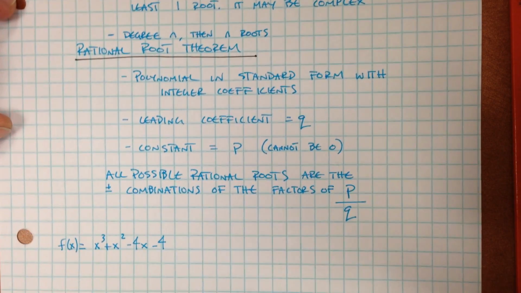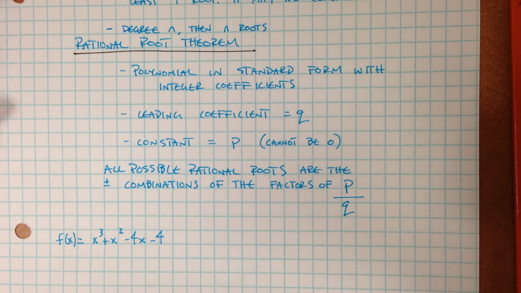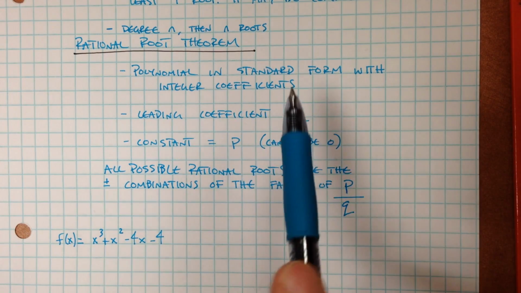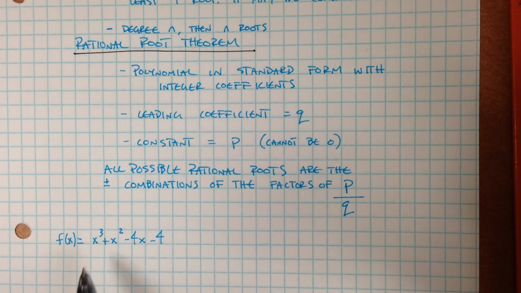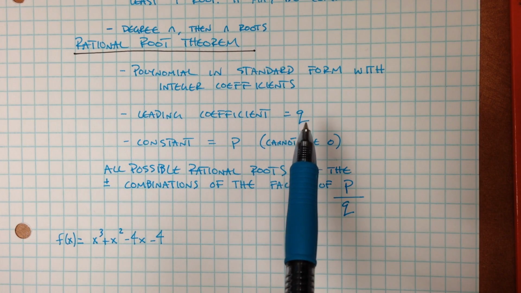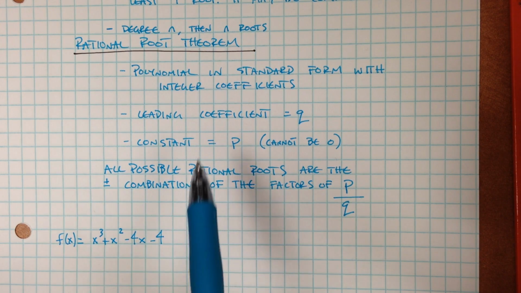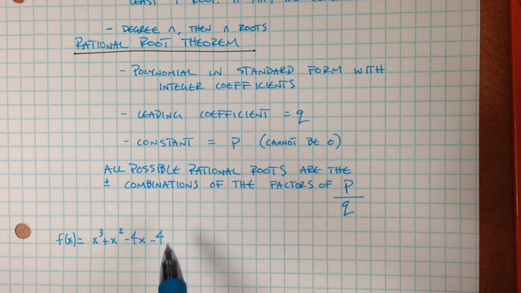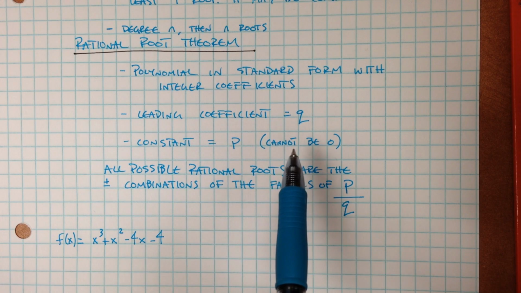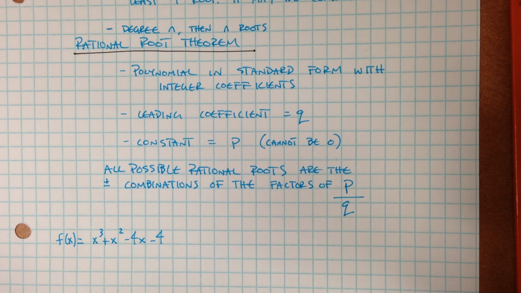Now let's talk about the rational root theorem. If you have a polynomial that is in standard form with integer coefficients, such as we do right here, the leading coefficient will be q, so the leading coefficient would be 1, my q value would be 1, and your constant is your p on the back end. The constant would be -4. This constant cannot be 0 for the rational root theorem to hold.